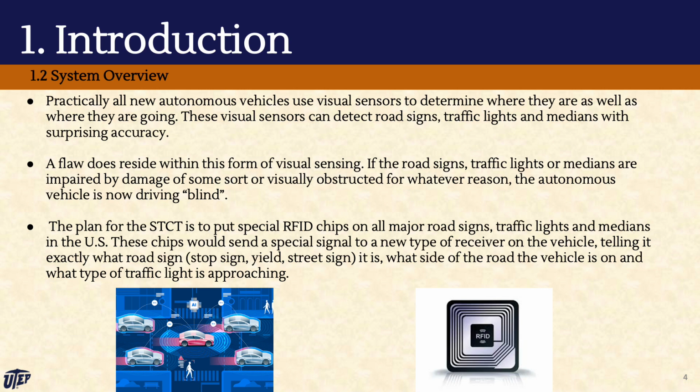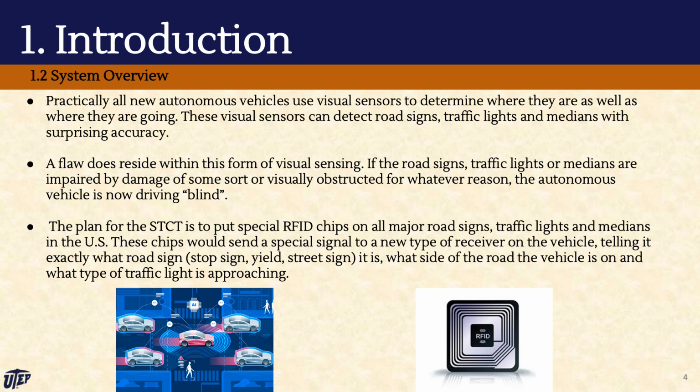Practically all new autonomous vehicles use visual sensors to determine where they are as well as where they are going. These visual sensors can detect road signs, traffic lights, and medians with surprising accuracy. However, a flaw does reside within this form of visual sensing. If the road signs, traffic lights, or medians are impaired by damage of some sort or visually obstructed for whatever reason, the autonomous vehicle is now driving blind.